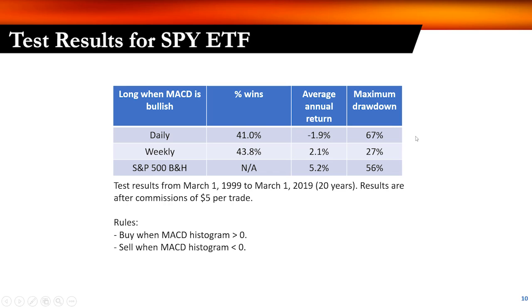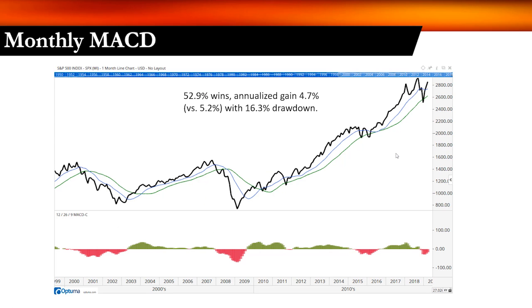Maximum drawdown, meaning what's the worst risk? Daily, still too high, 67%. Buy and hold, 56% over this 20-year period. Weekly, only 27%. That tells us that a longer-term signal can help us manage risk.